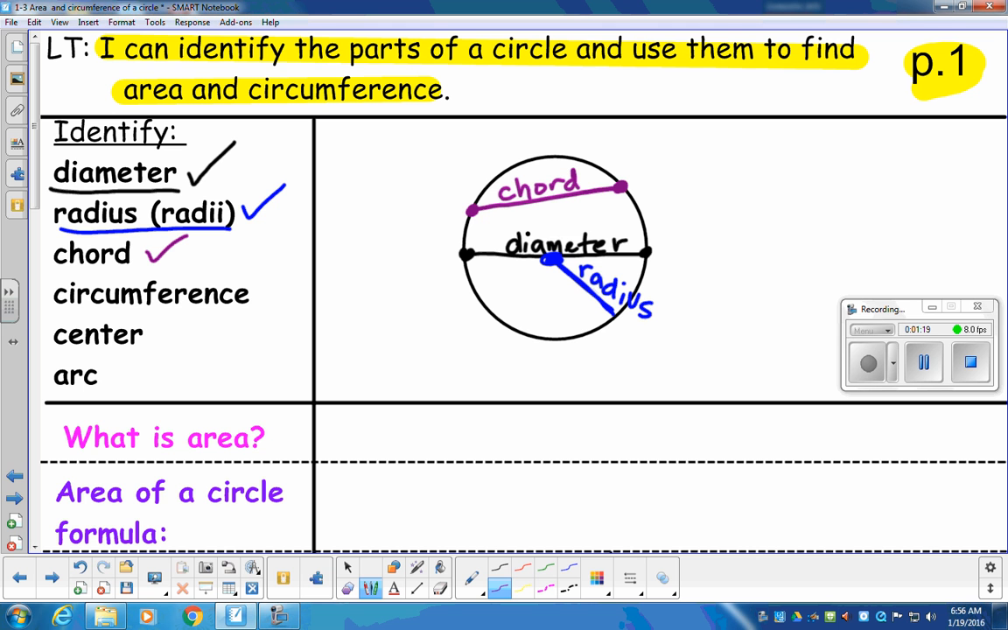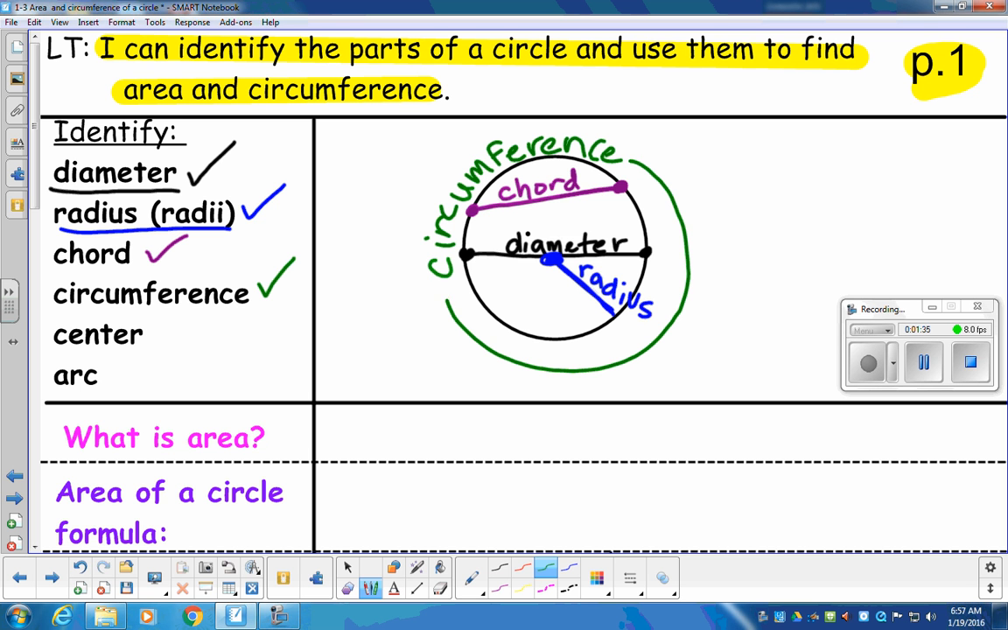Then we have the circumference. We talked about that the circumference of the circle, when we're going around the circle, we would just use pi d. Go ahead and write that down, circumference of the circle. So that's going all the way around the circle, circumference.